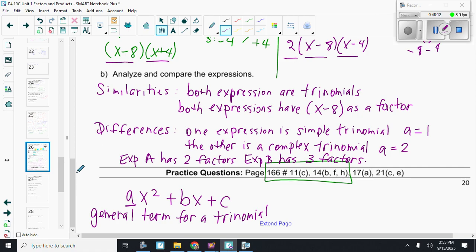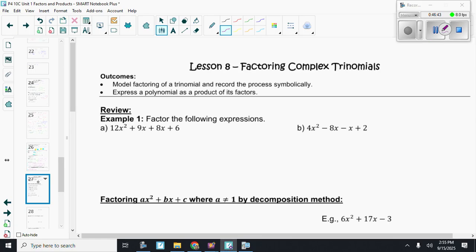Now I already assigned half of the homework, so I'm not going to take a look at that now. What I am going to do is introduce our final type of factoring that we're going to learn. I've sort of introduced it here, where I've told you that we have a simple trinomial, and we also have one called a complex trinomial. So turn the page. Factoring complex trinomials. This just means that there's a number in front of the x squared.